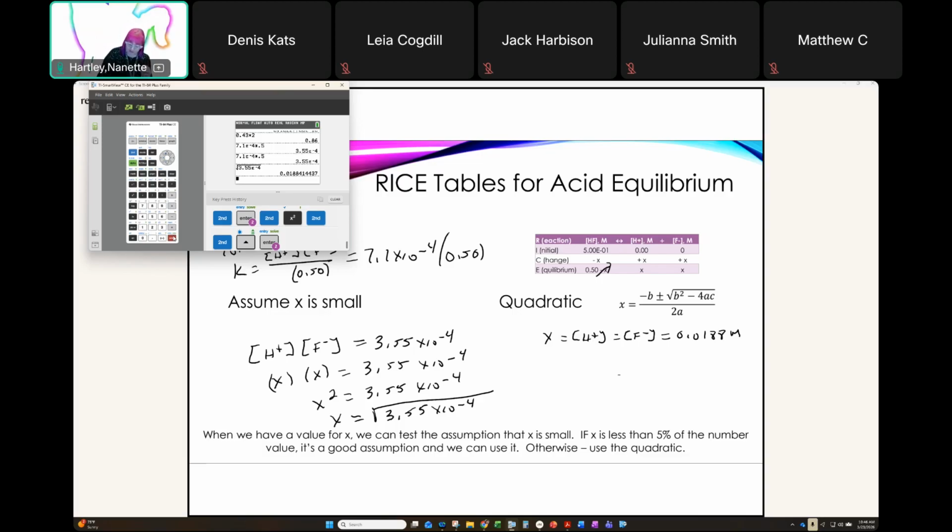Okay. This value is my X, my H plus. It's equal to my F minus, and it's the value that would go in for equilibrium right here. So I have now used the Ka and the relationship between HF and H plus and F minus to solve for what that value is. Because I can take the negative log of the 0.0188, I could find the pH of this system.